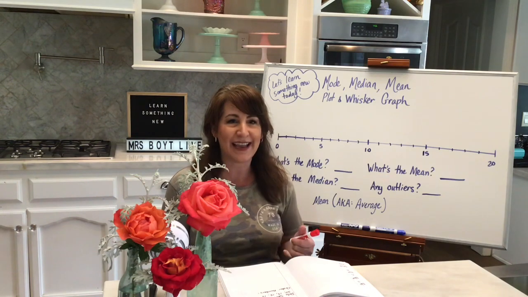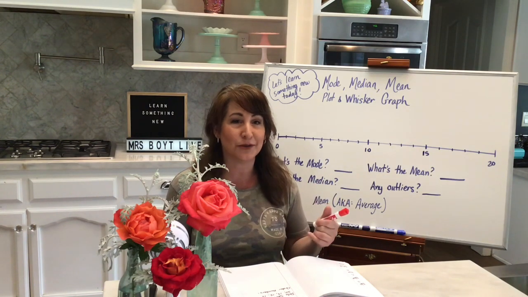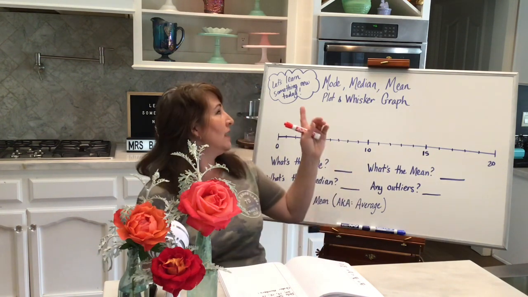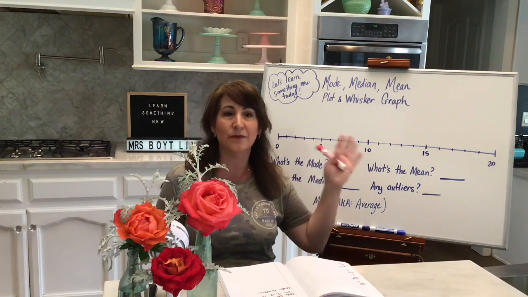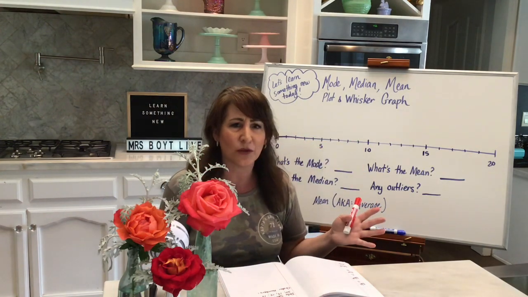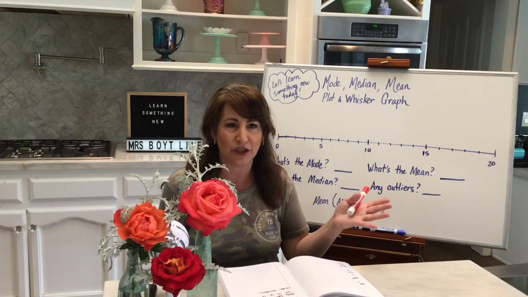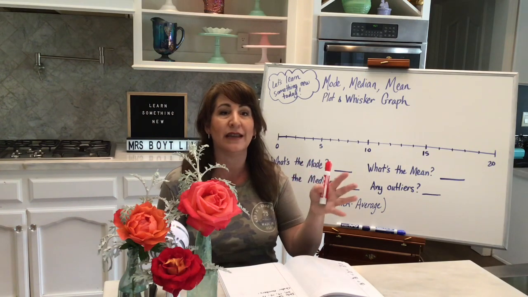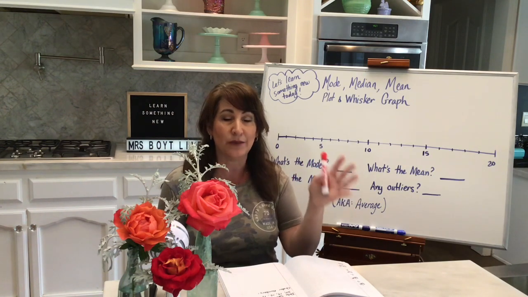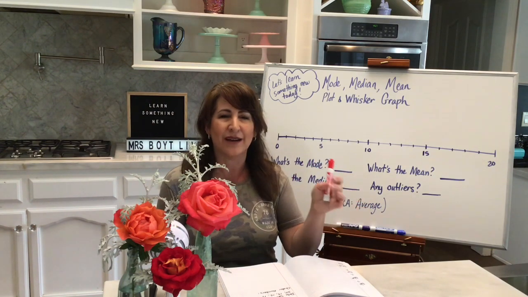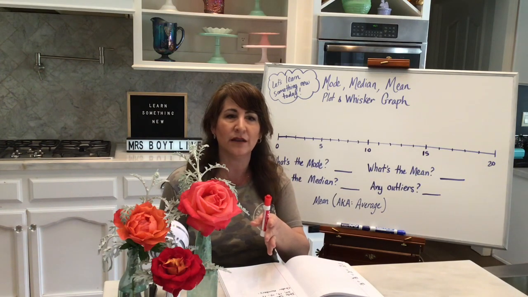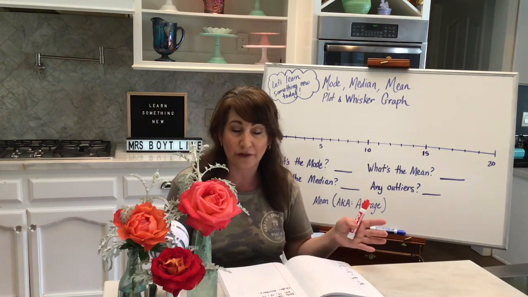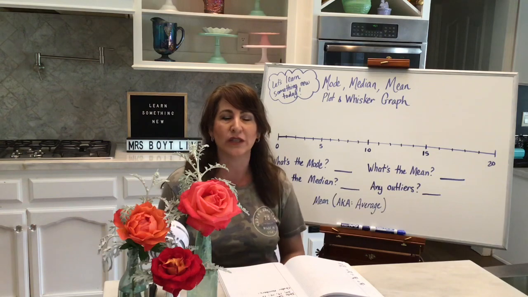All right, today I have a really great lesson. It's on mode, median, and mean. And mean is just another way of saying what's the average. So I've got a data set here, and we're going to look at how to find the mode, mean, and median of that data. And also a lot of times you'll hear the term box and whisker graph, so I'll show you what a box and whisker graph is.